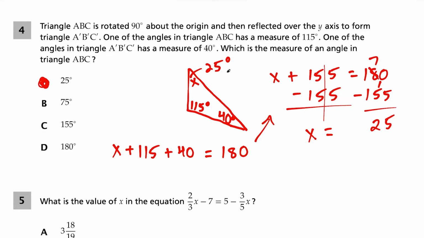The problem with the other answer choices is that if I have 115 and 40, the third angle has to be 25. So a 75 degree angle is impossible. A 155 degree angle is also not possible. And a 180 degree angle would never be possible inside of a triangle because the three angles have to make 180 total. So if one of the angles is 180, there's no way to close a triangle.